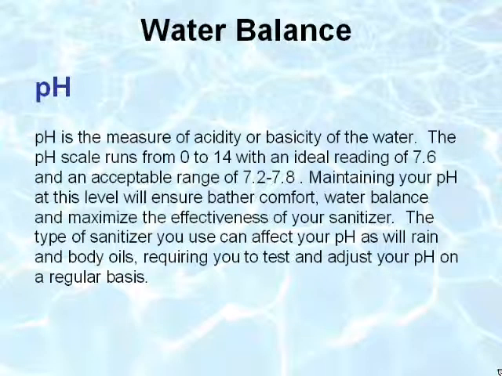pH is the measure of acidity or basicity of the water. The pH scale runs from 0 to 14 with an ideal reading of 7.6 and an acceptable range of 7.2 to 7.8. Maintaining your pH at this level will ensure bather comfort, water balance, and maximize the effectiveness of your sanitizer. The type of sanitizer you use can affect your pH, as will rain and body oils, requiring you to test and adjust your pH on a regular basis.